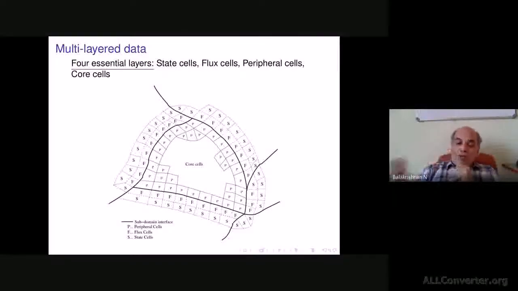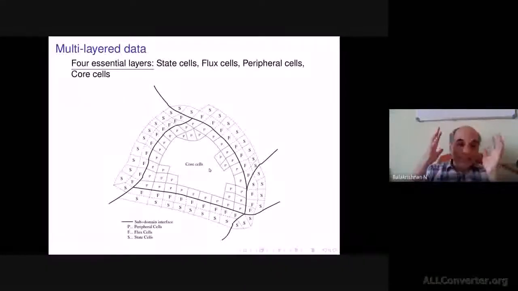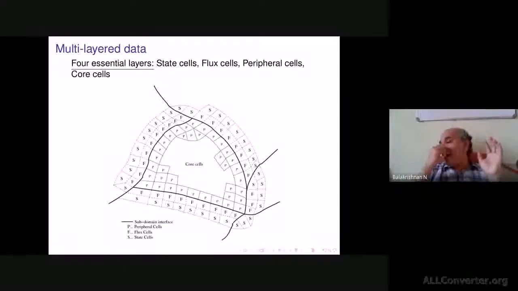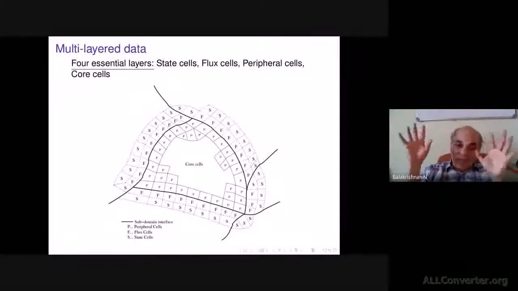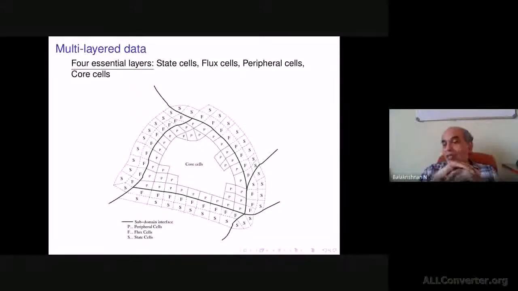Now, of course, when I am talking about the core cells, I said that it does not require data from other subdomains. But if I'm using something like an implicit solver, again, this is a bit of technical information. If somebody does not understand, you can ignore it. If I'm using an implicit solver, where there are global data dependencies, even if I want to update the core cells, I require information from the peripheral cells, which in turn are dependent on the neighboring subdomains. Okay.